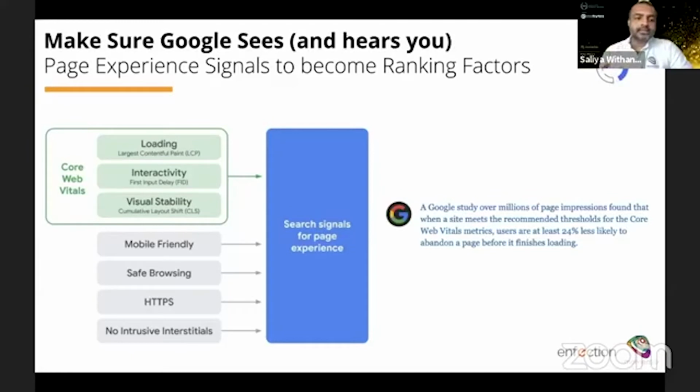But there are three key things that are going to come out, which is called core web vitals. Basically, it's your LCP, FID, and your CLS. So these three items, the loading speed, the interactivity, and the visual stability, these three signals are going to be very important in the future. Start reading about it. A Google study of millions of pages and impressions found that when a site meets the recommended threshold for the core web vitals, users are at least 24% less likely to abandon a page as well.